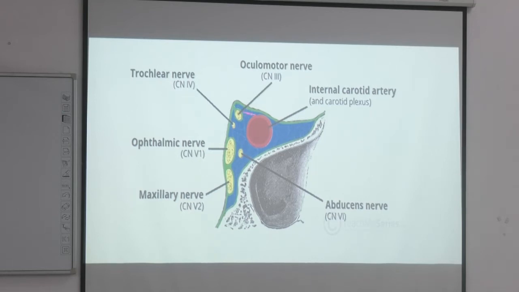Now if you consider this cavernous sinus, it has a roof and a lateral wall, and the nerves piercing through it have a particular pattern. We have the oculomotor nerve, which is placed on the superior part, close to the roof, running through this cavernous sinus. Then we have a small nerve, the fourth cranial nerve, which is running here. The abducens is placed somewhere in the central position, under the internal carotid artery.